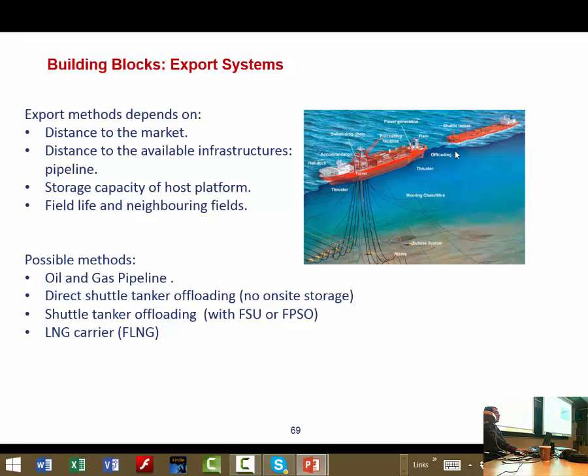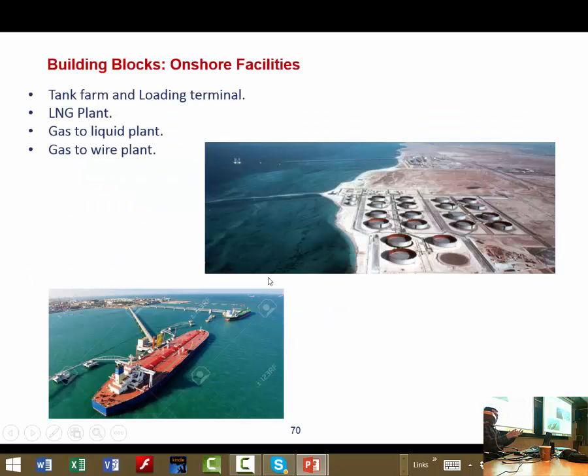Is it part of the same design or a separate design? The size of the shuttle tanker is a part of the design. Parcel size should be one of the input parameters for design, which has been calculated earlier by the operator based on the available shuttle tanker fleet. Okay, and then beside your offshore facility, maybe it is economical to have some onshore facilities like a tank farm or LNG plant or even a gas to liquid plant or gas to wire plant.